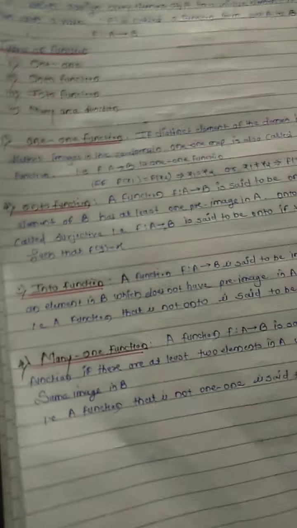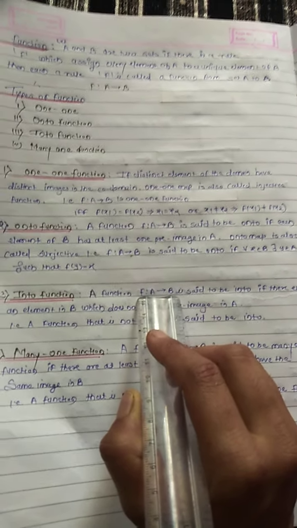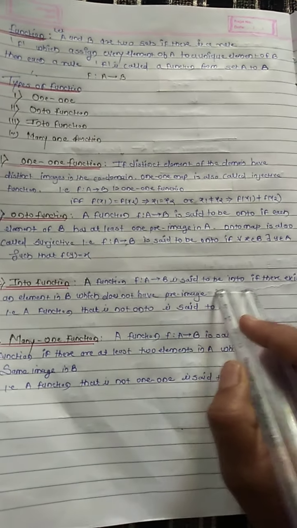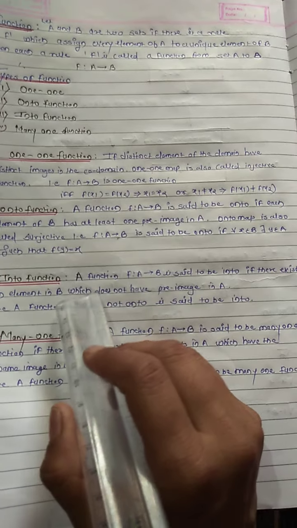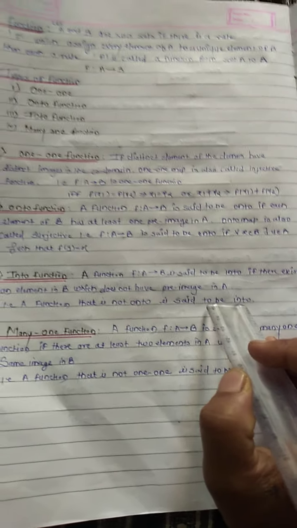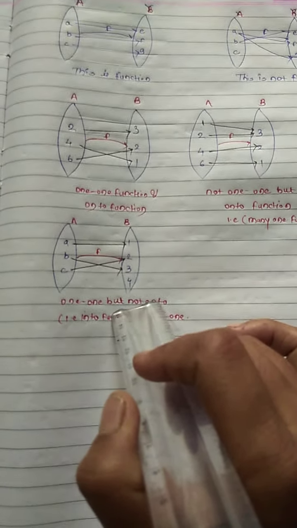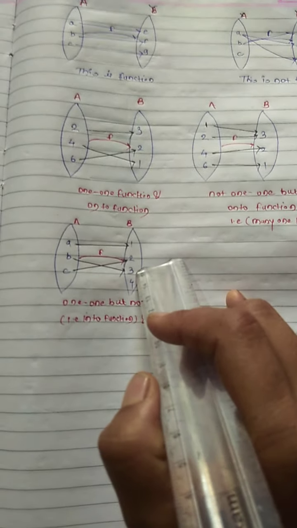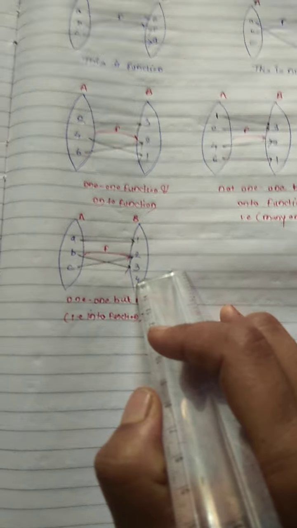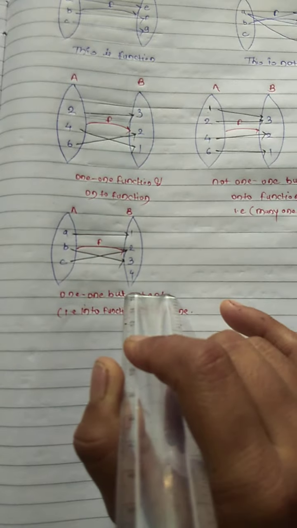Next function is into function. What is into function? A function f from A to B is said to be into if there exists an element in B which does not have a pre-image in A. That is, the function is not onto. So it is called into function. See here, it is into function. What is meant by into function? If there exists an element in B which does not have a pre-image in A. So there exists element 4 which does not have a pre-image in A. So it is called into function, meaning it is not onto function.